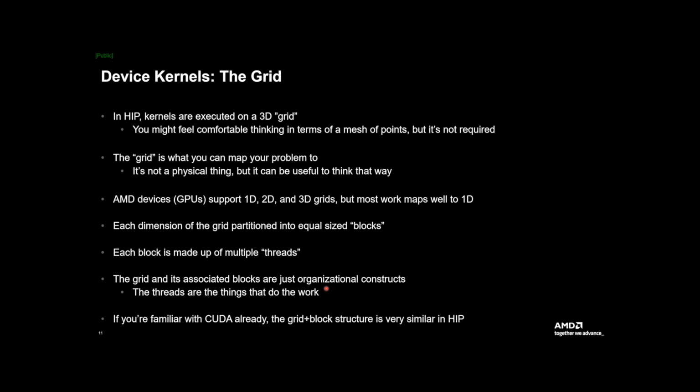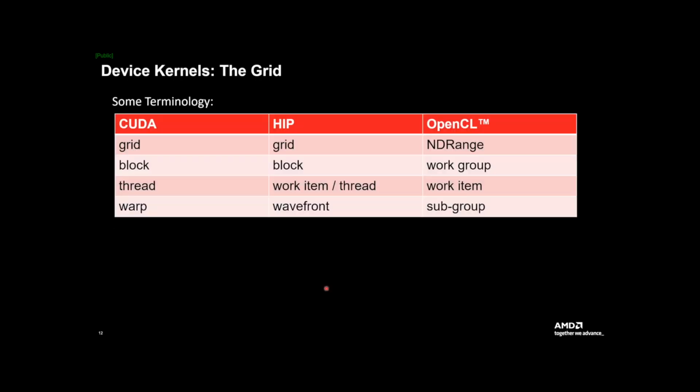Each dimension of the grid is partitioned into equal-sized blocks. Each block is made up of multiple threads, and the grid and its associated blocks are just organizational constructs. The threads are the things that do the work, right? This is to do the computational work. Now, if you are already familiar with CUDA, the grid and block structure is very similar in HIP, and I will show you a terminology table.